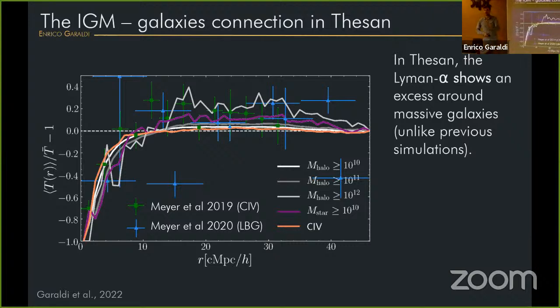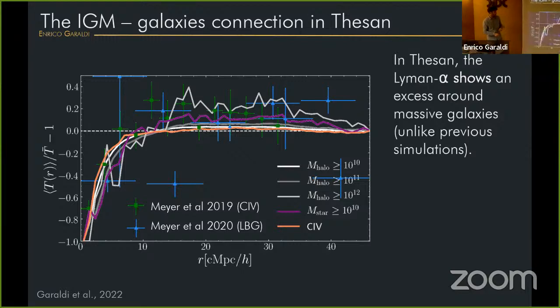How do we select the galaxies around the line of sight? Because if you think about it, when you do this kind of observation, you need a way to select galaxies around your line of sight. And Romain did it actually in two different ways, but it's not always easy to translate, to understand what this means in simulations.